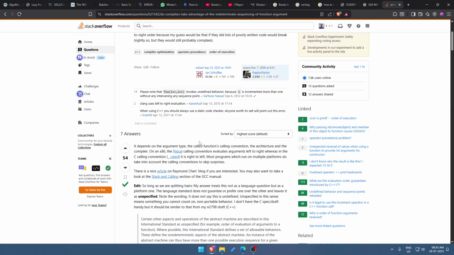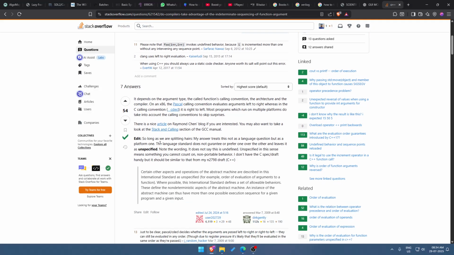It depends on the argument type, the function's calling convention, the architecture, and the compiler. On x86, the Pascal calling convention evaluates arguments left to right, whereas in the C calling convention, it is right to left. Most programs which run on multiple platforms take into account the calling convention to avoid surprises. This is an article. We also want to take a look at the stack calling convention.